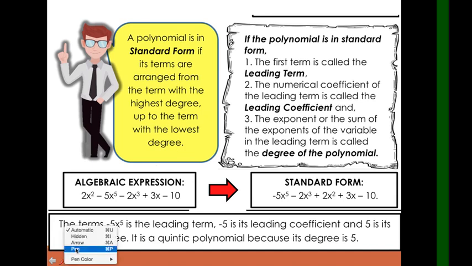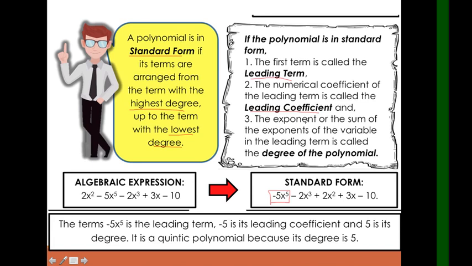So, kapag nakaayos siya from highest degree to the lowest degree or up to the constant, siya ay standard form or naka-ayos siya into standard form. If the polynomial is in standard form, the first term is called the leading term. So, yung leading term siya yung pinakamataas na degree. The numerical coefficient of the leading term is called the leading coefficient. Okay, yung numerical niya. Halimbawa, negative 5x cube, quintic. Yung negative 5, tawag sa kanya leading coefficient.